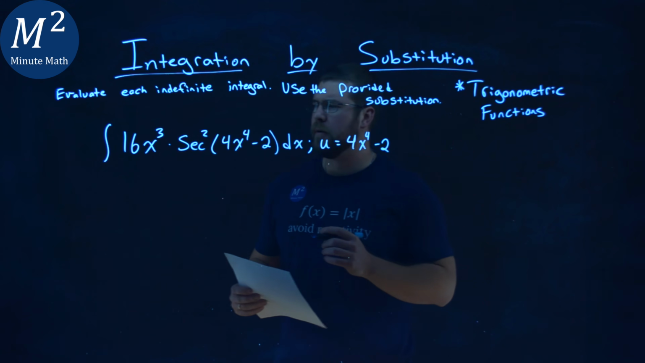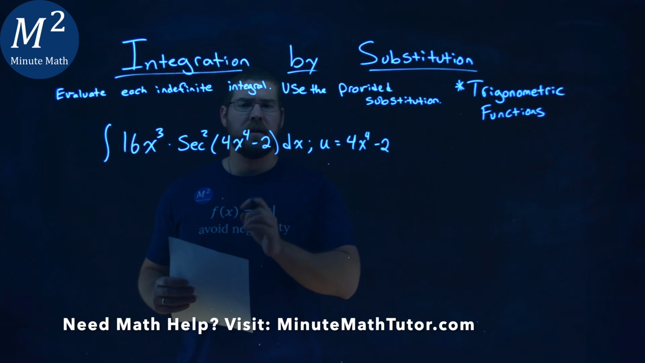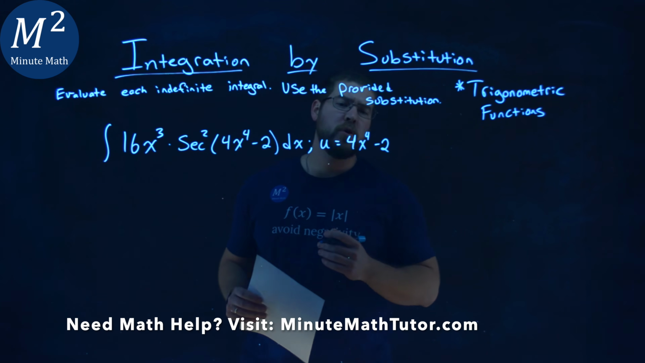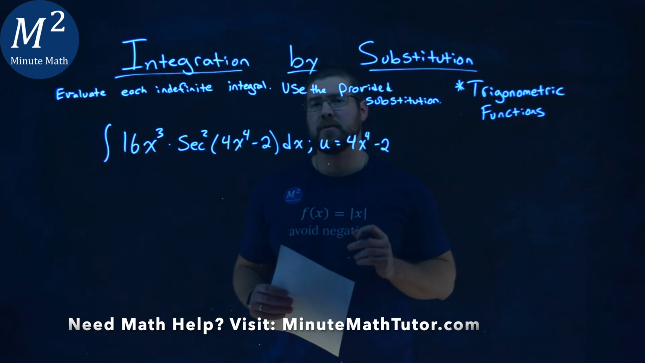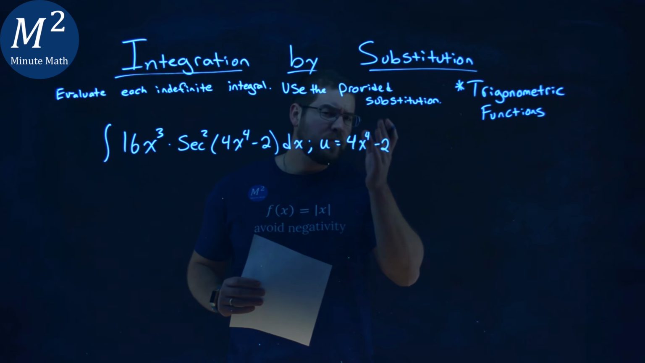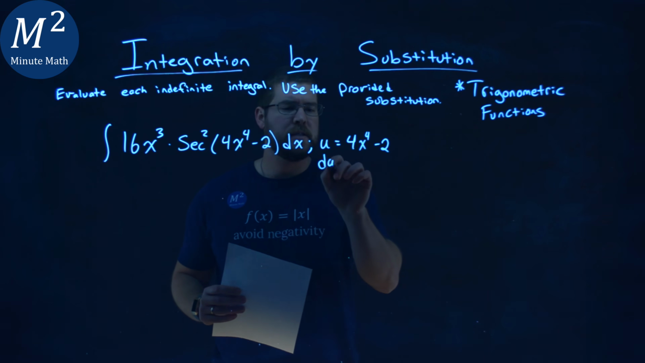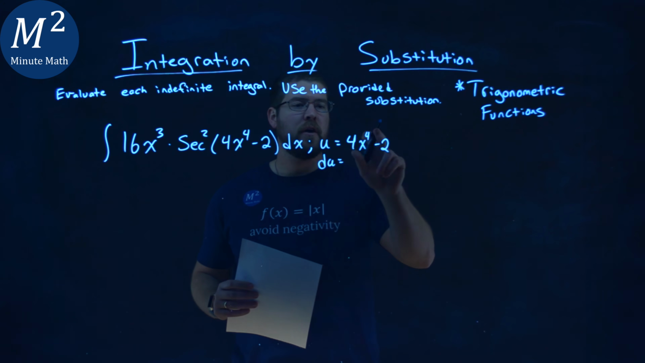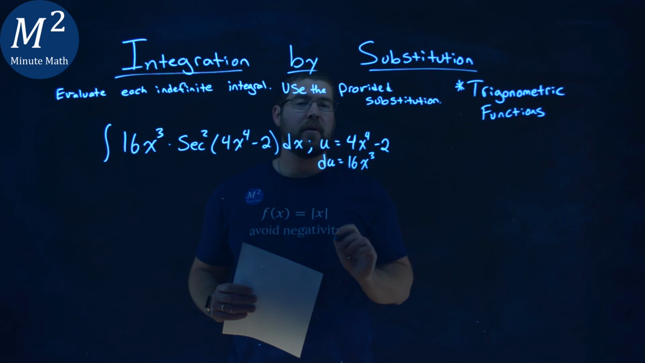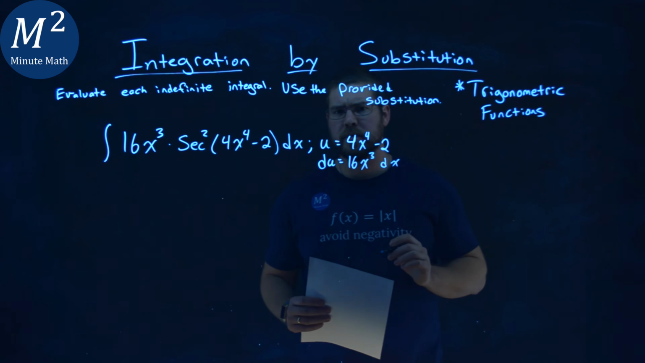We're given this problem right here, the integral of 16x to the third power times secant squared of 4x to the fourth power minus 2 dx. And we're given a u value of 4x to the fourth minus 2, and we have to evaluate this indefinite integral. Since we're already given a u value, let's go find our du value. Du right here, taking the derivative, 4 comes down, multiplied by 4 is a 16, x to the third power, ignore the minus 2 now, and we have a dx afterwards.